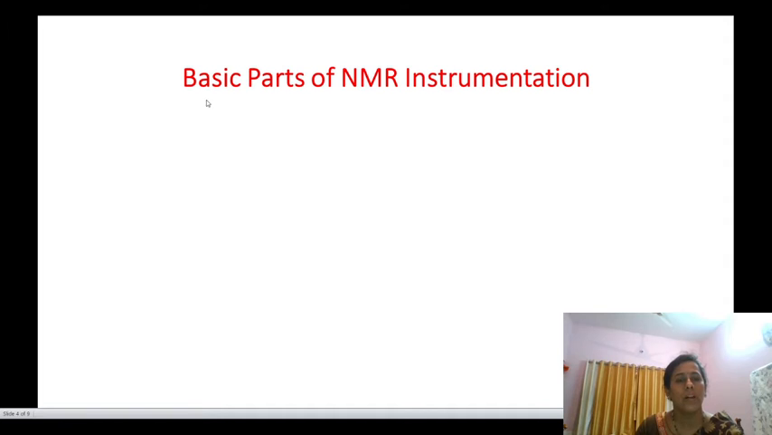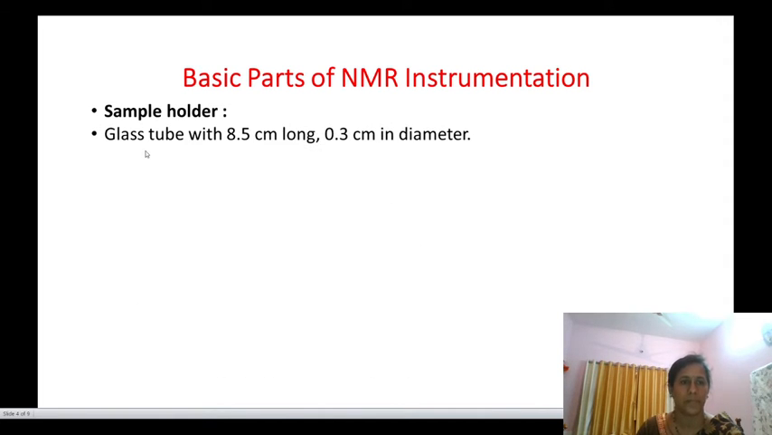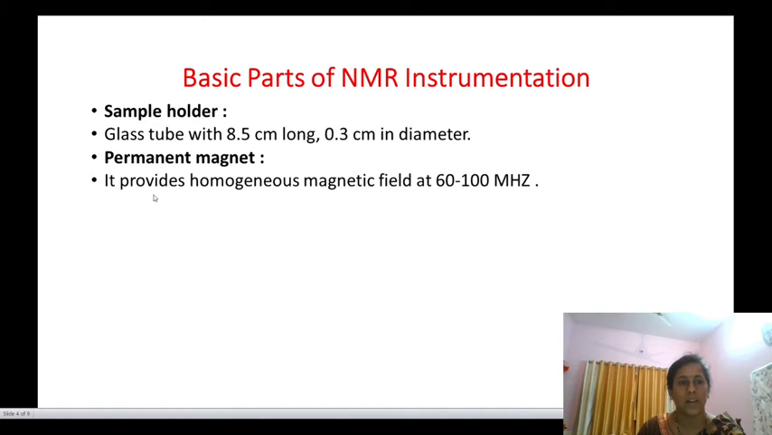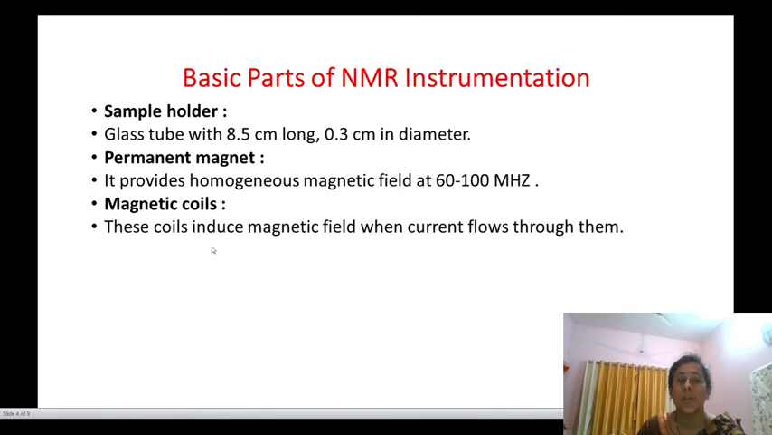Now, we will just focus on the basic parts of NMR instrumentation. First is the sample holder. It is a glass tube 8.5 cm long with 0.3 cm in diameter. Second part, permanent magnets. These magnets provide a homogeneous magnetic field at 60 to 100 MHz frequency. Magnetic coils. These coils induce a magnetic field when current flows through them.